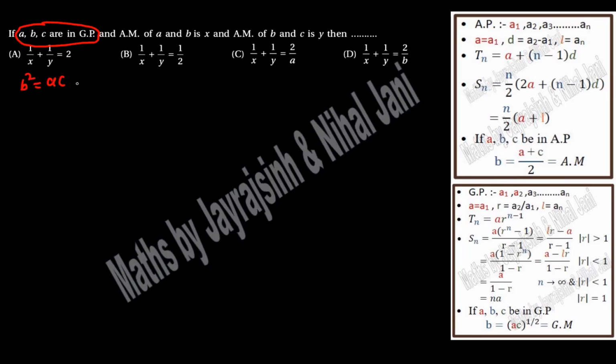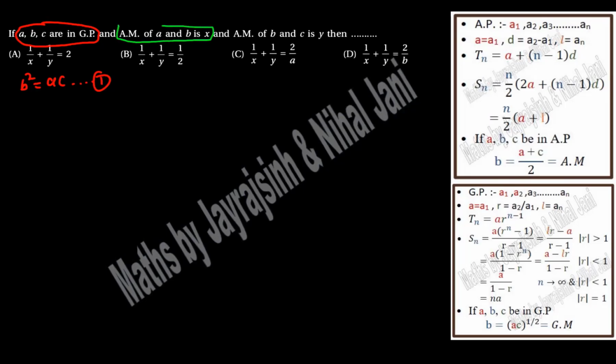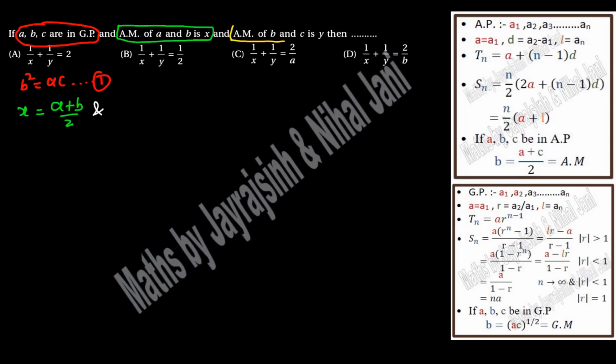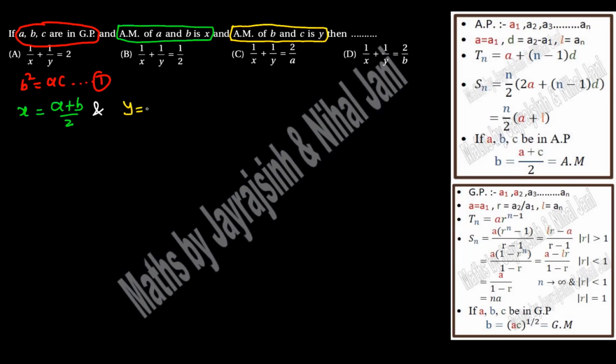Now here we have one interesting question. It is given that a, b, c is in GP. So we can say b square is equal to ac will become our first equation. Now arithmetic mean of a and b is x. So we can say x must be (a plus b) by 2. And arithmetic mean of b and c is y. So y must be (b plus c) by 2.